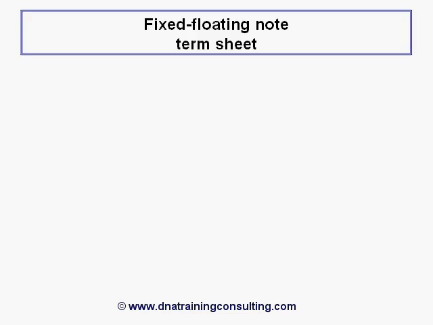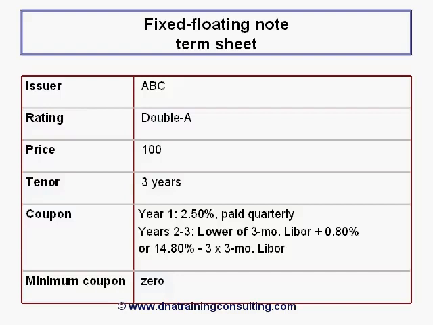After some time talking to your structuring team, looking at screens, and drawing some pictures and arrows, you produce the term sheet appearing here. The pros and cons of this instrument should be pretty straightforward. First of all, a fixed coupon of 2.5% in year 1, i.e. 200 basis points above the current LIBOR spot of 0.5%.